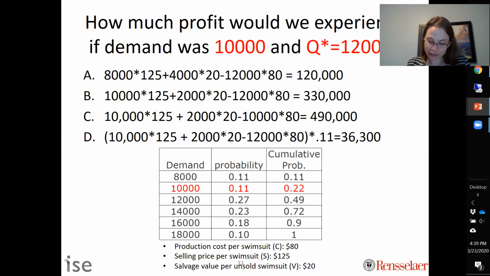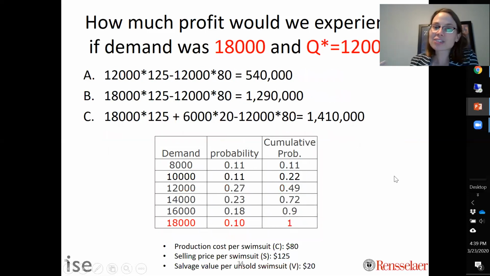So the correct answer here is B. So the key here is to think about if demand was 10,000, that means we sell 10,000 at full price, we sell 2,000 at the discounted price, and we invested in 12,000 at the beginning of the selling cycle for $80, and therefore conditioned on that demand was 10,000, we'd make $330,000. And so that's this, but that only happens 11% of the time.